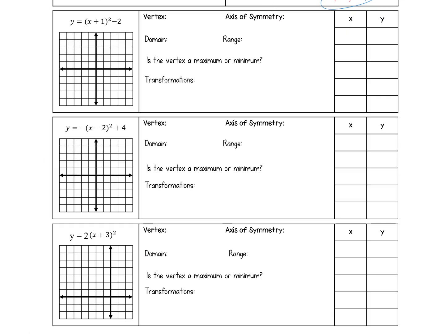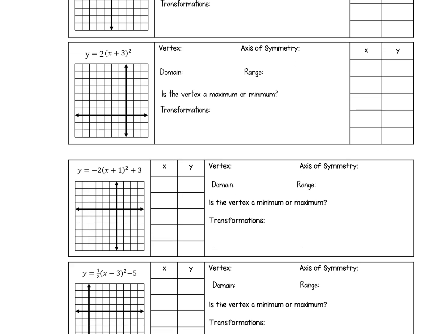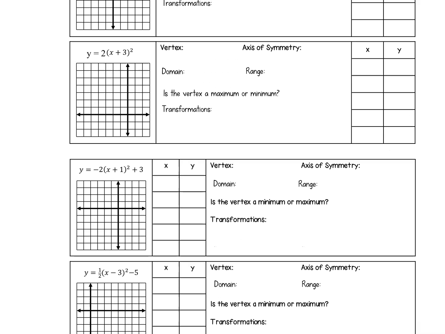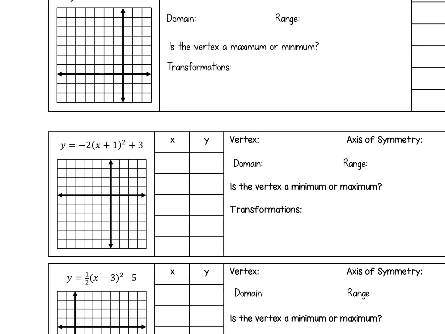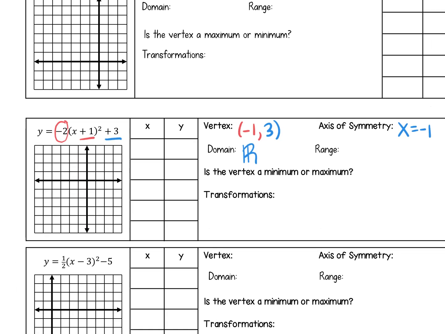Here, we have the same type of question, but it's expecting us to do a little bit more. I'm just going to pick one of these to go through with you, and then I think we will be done. So for this one, this -2 in front is the A value, which doesn't change the vertex. The x value of the vertex is going to be -1 because it's the opposite of that number. And then +3 is equal to the y value. Axis of symmetry always goes through the vertex, so it's x equals -1. The domain is all real numbers.